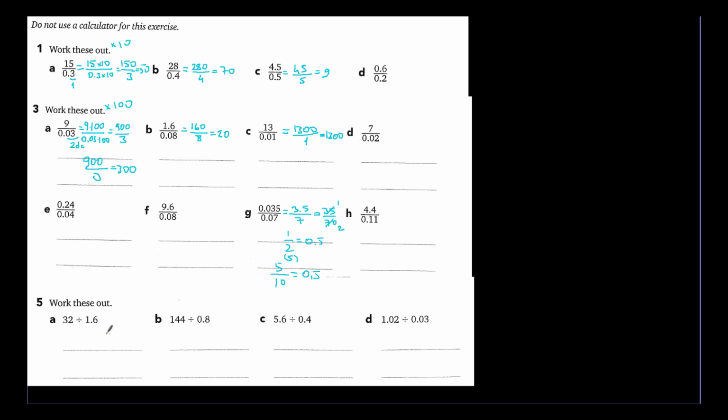Here these exercises are not different, only the writing method is different. So this is 32 over 1.6. With respect to that one, this is equal to 320, because I'm going to get rid of the decimal point, I'm going to multiply by 10. This is going to be 16. 32 divided by 16 is going to be equal to 2. Then the answer is equal to 20.